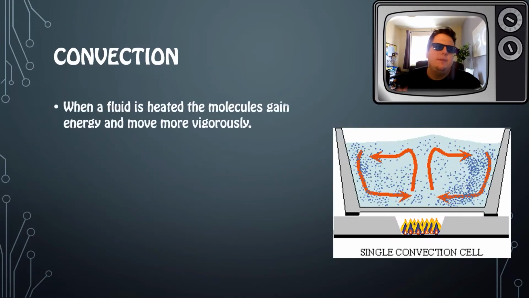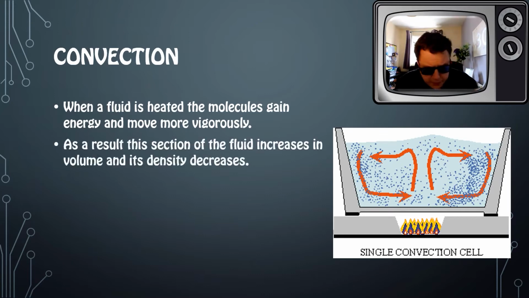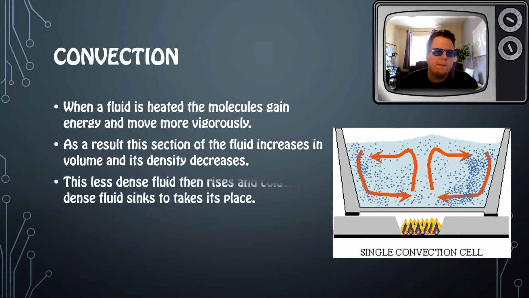Okay, convection. So when a fluid is heated, its molecules will gain energy. This means they move around more vigorously. And like we discussed already, when they move around more, the molecules themselves are going to take up more space. This means that the area of the fluid that's been heated is going to increase in volume. We've still got the same mass in a bigger volume, so its density decreases.